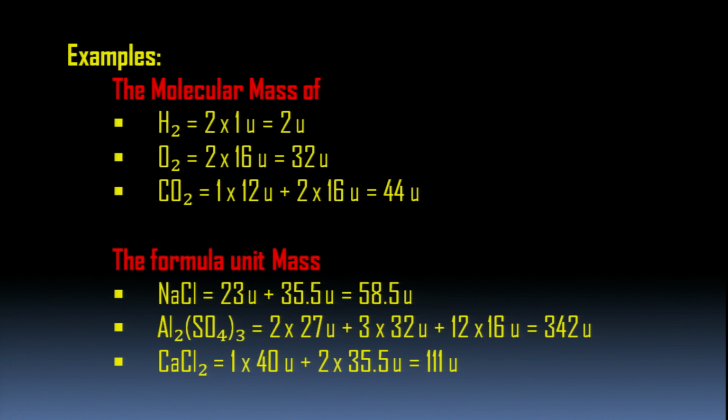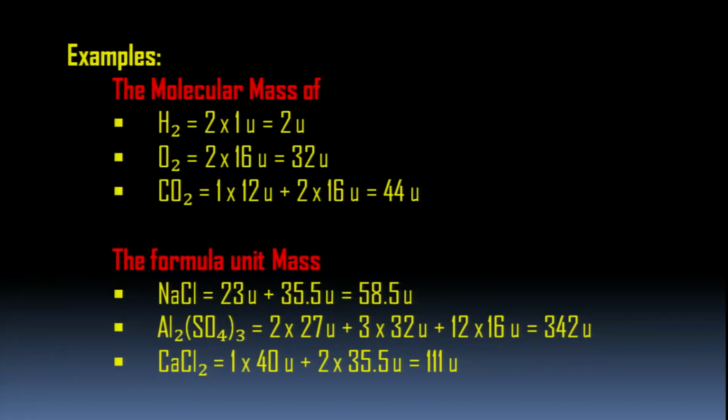How many oxygen atoms? You have 2 oxygen atoms. For 1 oxygen atom 16 u, for 2 oxygen atoms 32 u. When you add them, it comes out to be 44 u. Okay children, these are the molecular masses of several compounds or molecules.